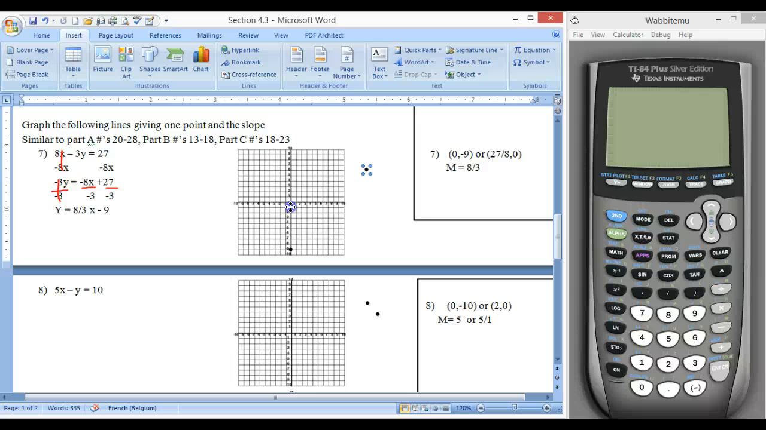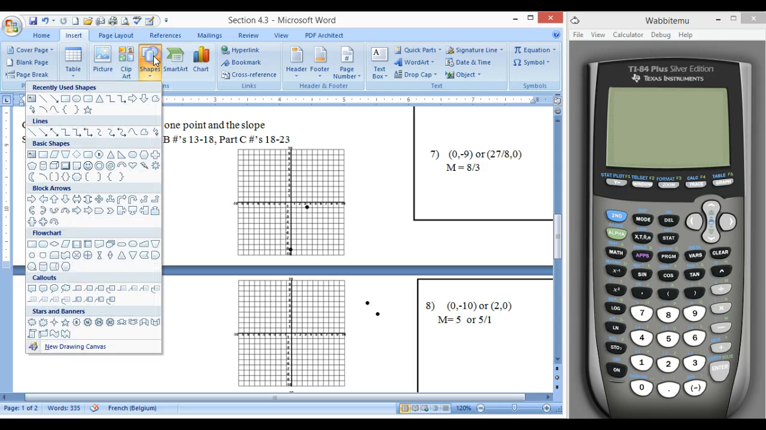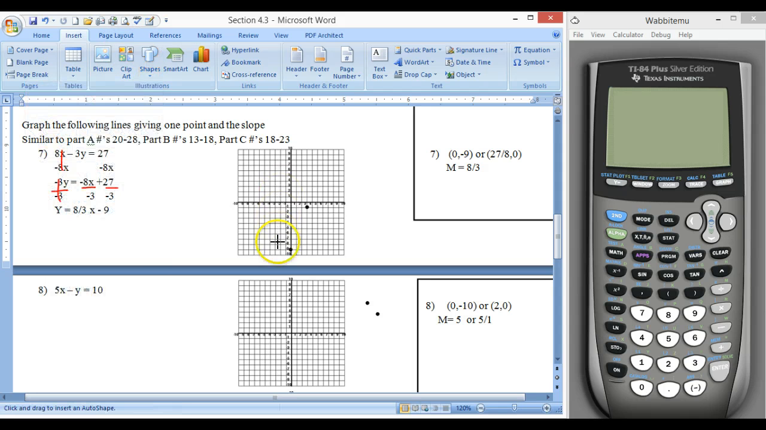The positive direction for running is to the right, just like the x-axis has the positive numbers on the right side and the negative numbers on the left. So positive 1, 2, 3. And that's where my next point for my line should be. There we go. Now if you want to check or double check and just do a t-chart and find another line, that's up to you. I'm confident and comfortable with this to go ahead and connect these.